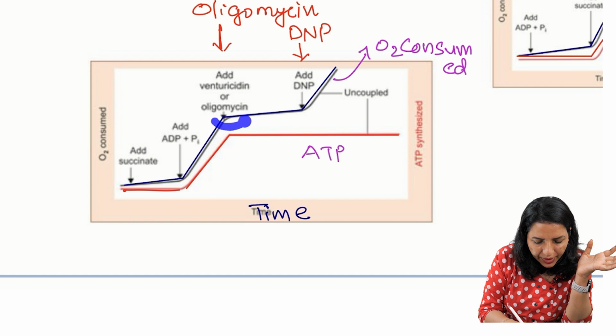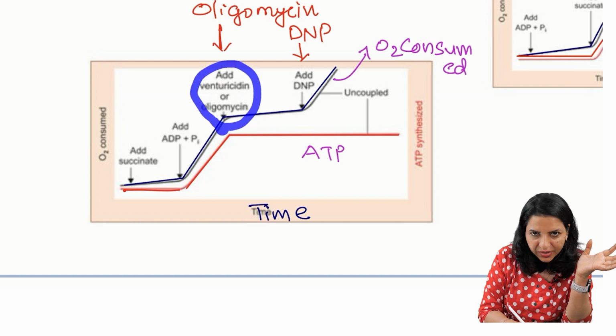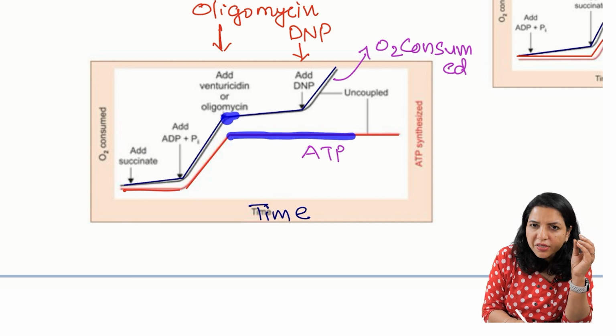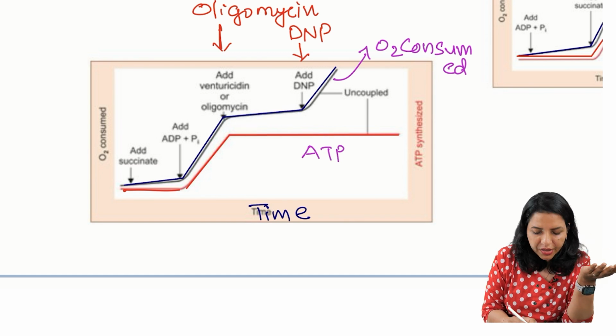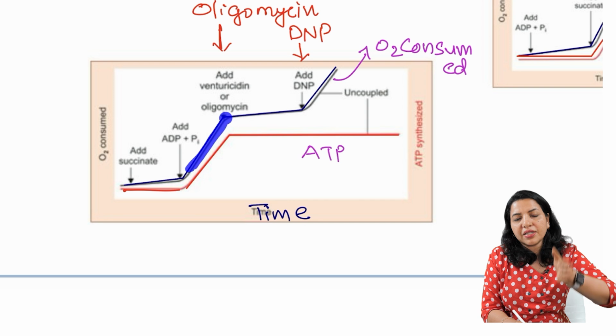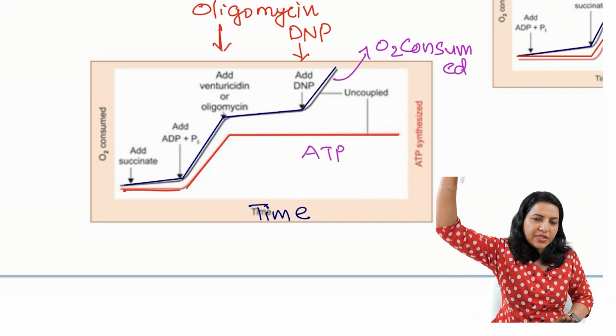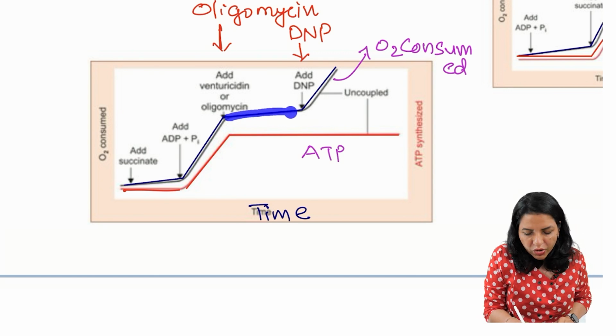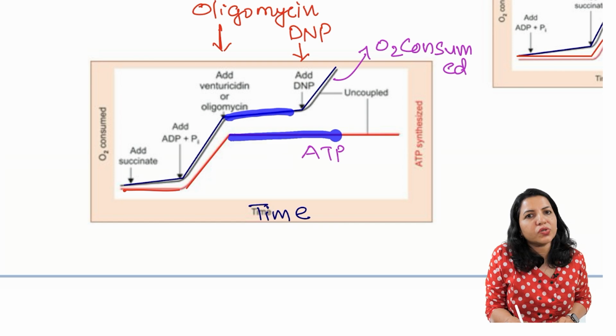Now when you add venturicidin or oligomycin, an inhibitor of oxidative phosphorylation, you can see ATP production suddenly stopped. Now what about oxygen consumption? Oxygen consumption initially is not stopping, but later you can see that it is also reducing, it is not increasing. See what increases this curve like this. There should be a sudden rise, or an ascent in the curve. It is not happening. So oxygen consumption is also stopping, and ATP production is also stopping.